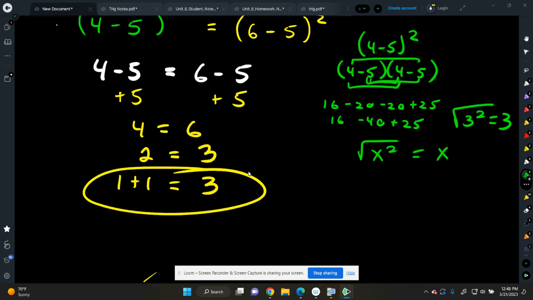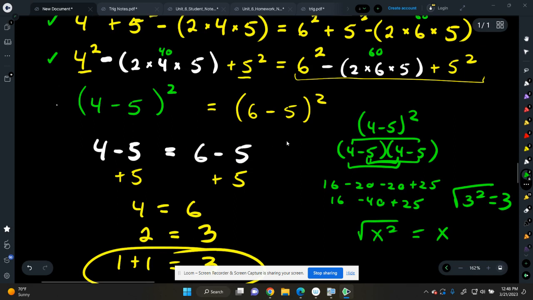There is a mistake. 1 plus 1 does not equal 3. We know that. Well, why is there a negative 5? What are we talking about? In the 4 minus... Oh, wait a minute.